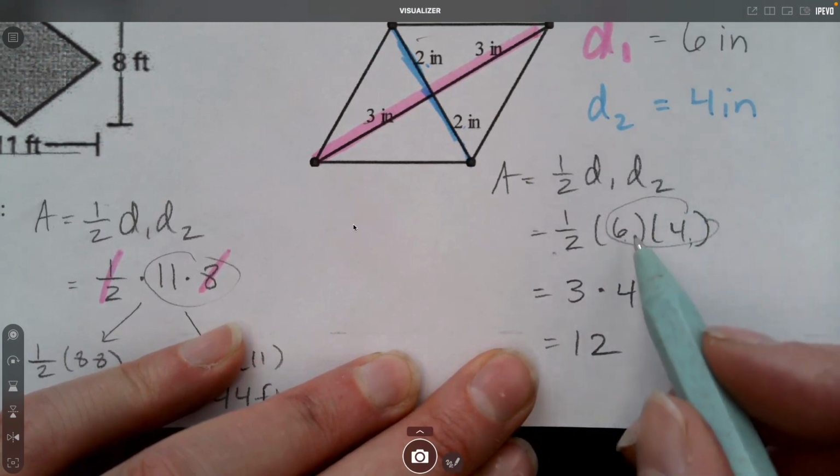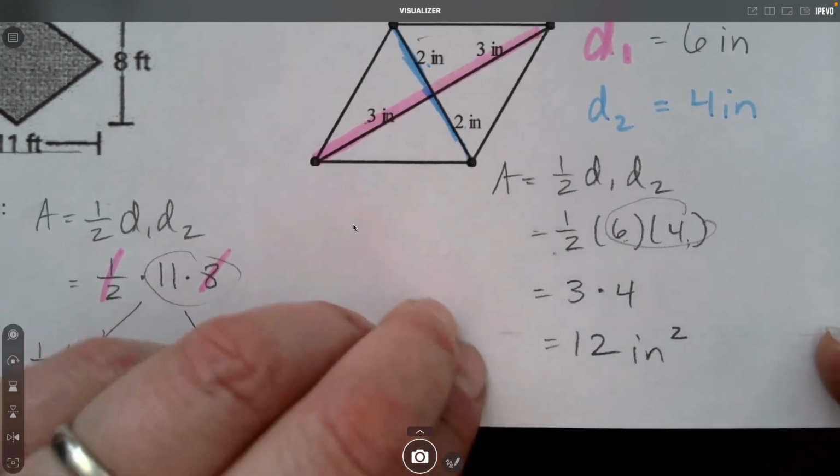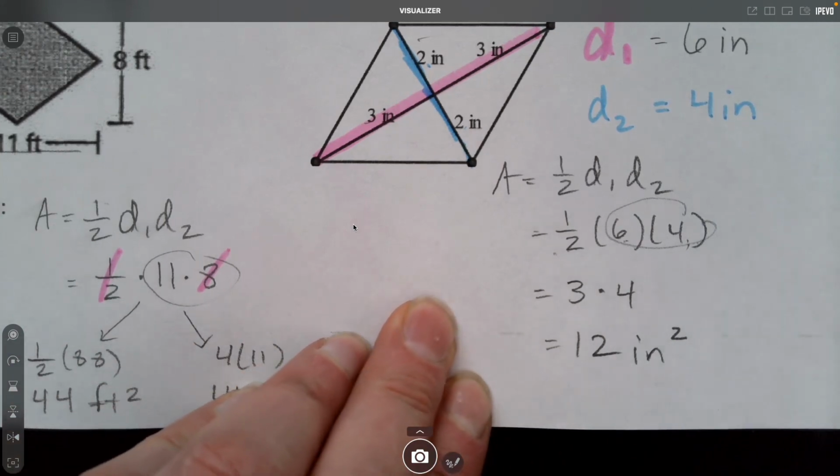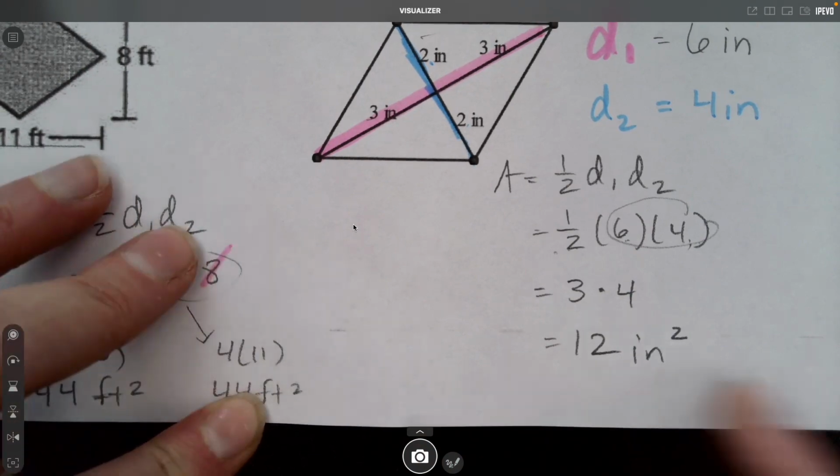Inches times inches, because we're multiplying inches here, times more inches, is going to be inches squared, because we're multiplying inches by itself. So whatever our units are here, we're going to get units squared when we're looking at area.